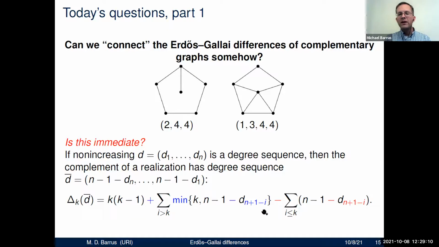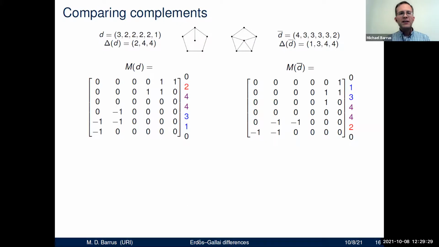There is a little bit of shifting of indices, and the things you're minimizing here, well, you're subtracting them, so this could turn into a maximum. You're also kind of looking at the opposite end of the degree sequence. I'll just leave it as something that maybe is not trivial, okay? So what I'm gonna do is take a look at these difference matrices instead.